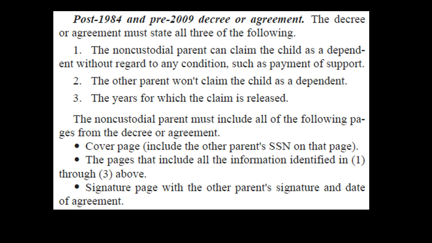The non-custodial parent must include all the following pages from the decree and agreement: cover page, including the other parent's social security number, SSN, on that page; the pages that include all the information identified in 1 through 3 above; and the signature page with the other parent's signature and date of agreement.